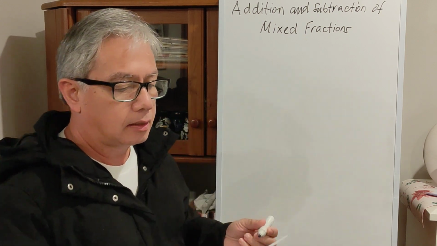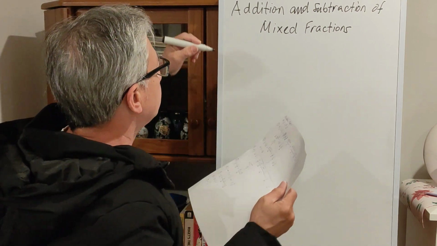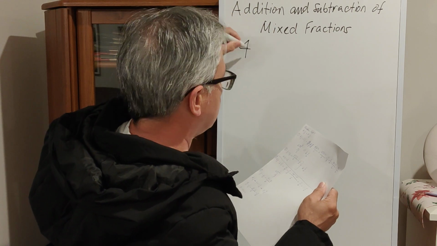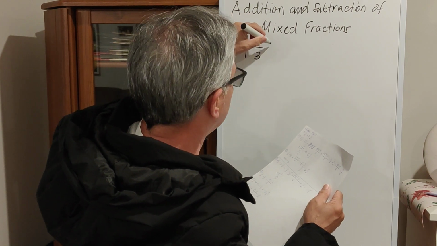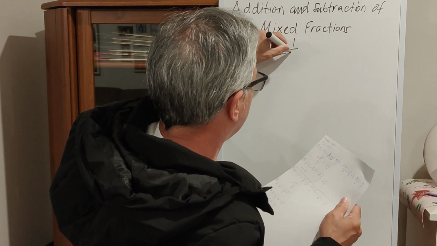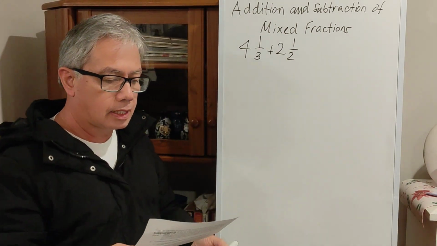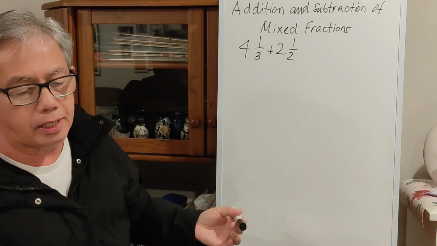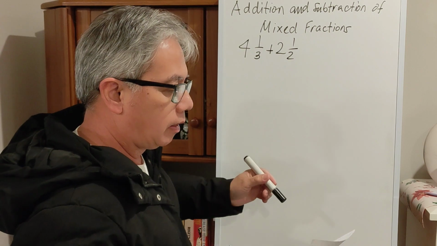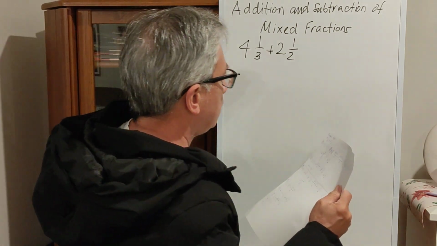So let's get an example of a mixed fraction, 4 and 1/3 plus 2 and 1/2. For this example, there are two ways that we can solve it. So this is the first way.